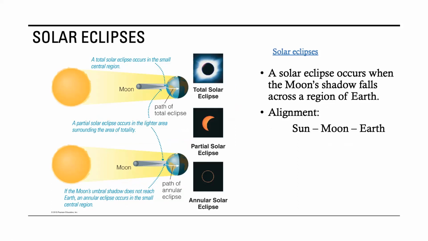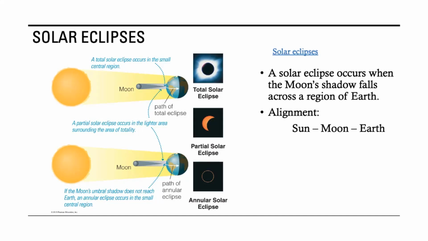In this kind of alignment, we have the sun, then the moon, and then the earth. That's different than a lunar eclipse where we had sun, earth, moon. Now we have sun, moon, earth. The moon's umbral shadow strikes a point on earth. That's called the path of totality, where this umbral shadow sweeps out a path across Earth's surface as Earth rotates underneath it. Anybody standing in that path would see a total solar eclipse.